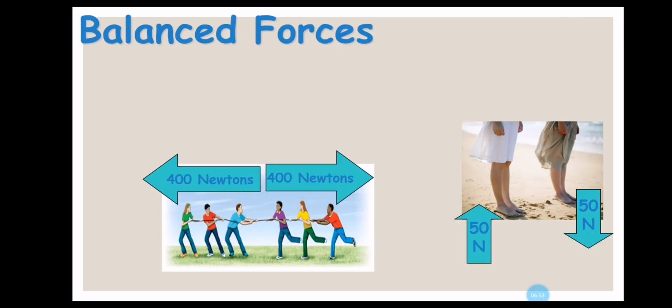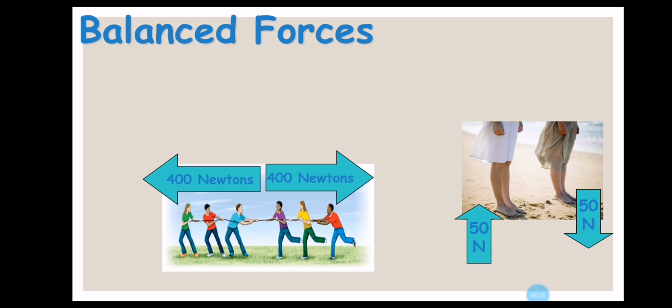Now, what I call balanced forces is when you have the net force equals to 0. As you can see in the first figure, I have two groups of students. Each one is applying a force of 400 newtons backward. So the sum of these two forces is equal to 0 Newton, so I have balanced forces.